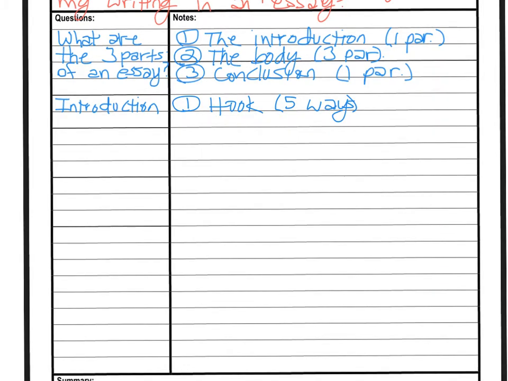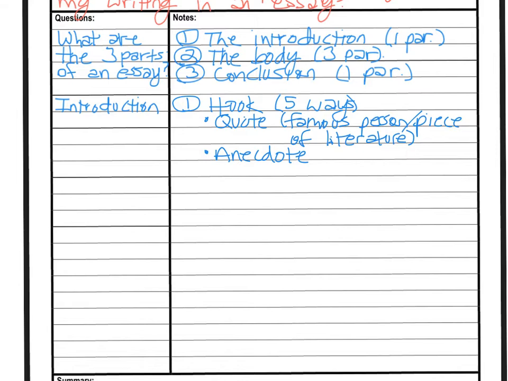One method for a hook is using a quote. The key with using a quote, though, is it needs to come from either a famous person or it could come from a piece of literature. Another method is to use an anecdote. An anecdote is a short, personal story. It helps build connections between the author and the reader.